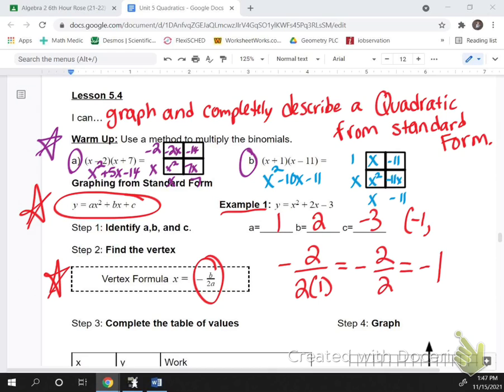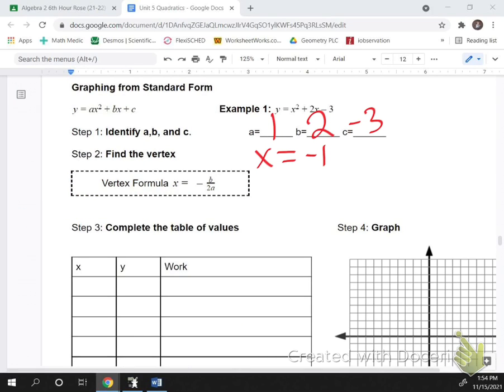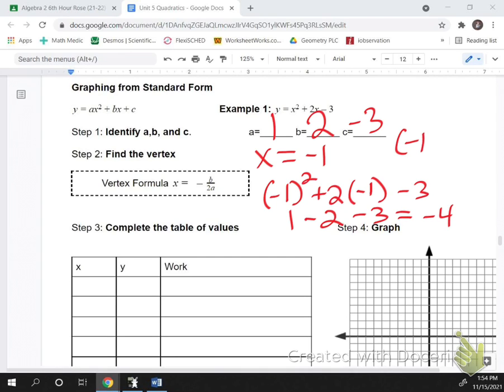That's the x value. How am I going to find the y value for the vertex? And yes, you're right. We're going to plug in -1 for x and find the y value of our vertex. -1 squared, +1. 2 times a -1 is -2, -3. You end up getting -4. So now I know my vertex is -1, -4. And that is step 2. Find the vertex after you identify A, B, and C. Are we cool with that?